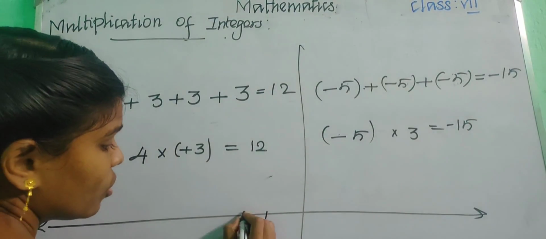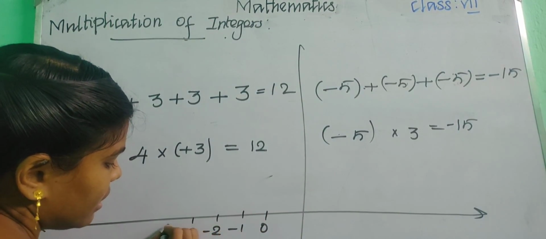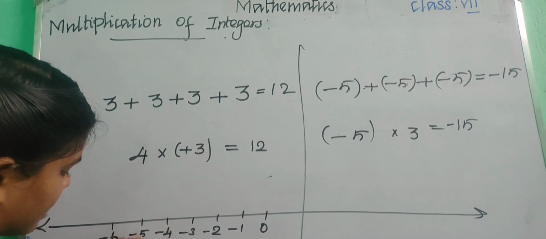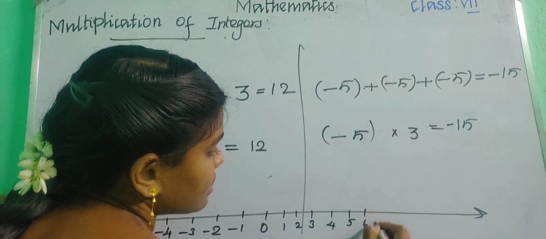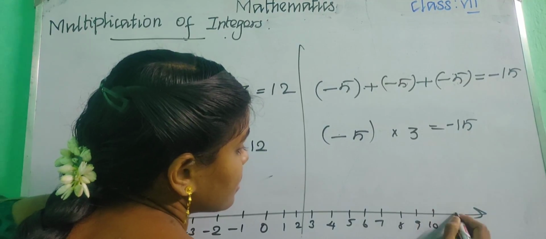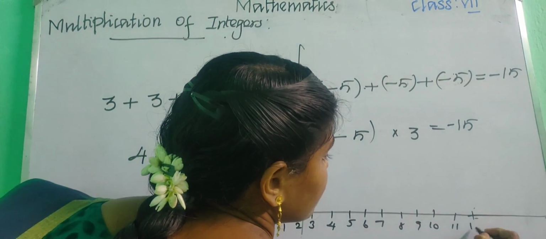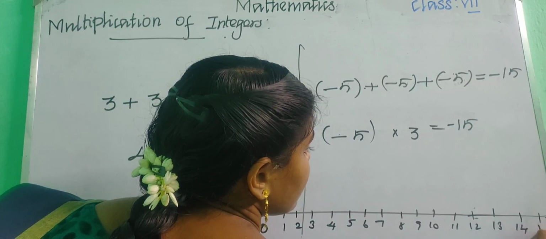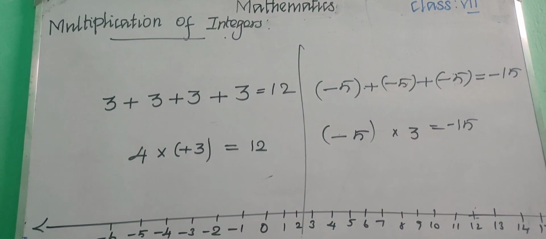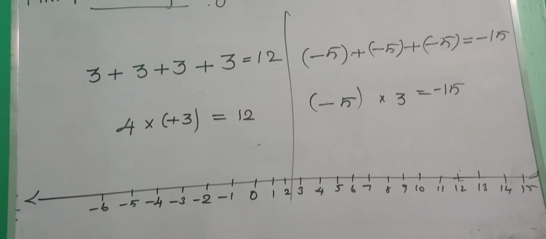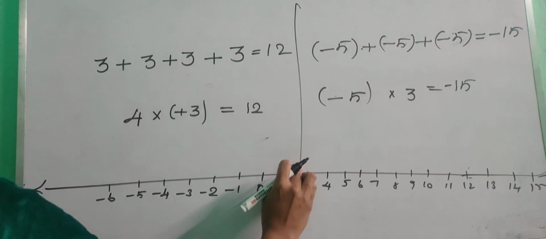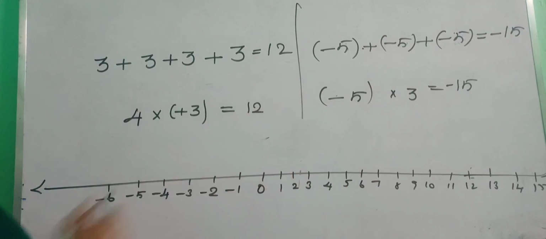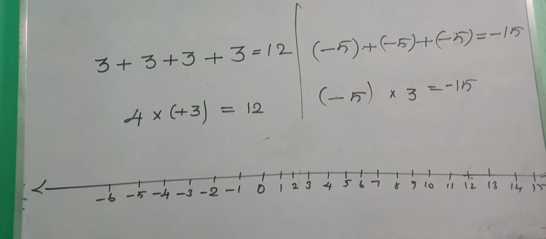See here, 0, minus 1, minus 2, minus 3, minus 4, minus 5, minus 6. Okay, that's enough. Then here 1, 2, 3, 4, 5, 6, 7, 8, 9, 10, 11, 12, 13, 14, 15. So I have just drawn a number line. How will you learn this multiplication of integers by using the number line? Do you have any idea? So let us see.